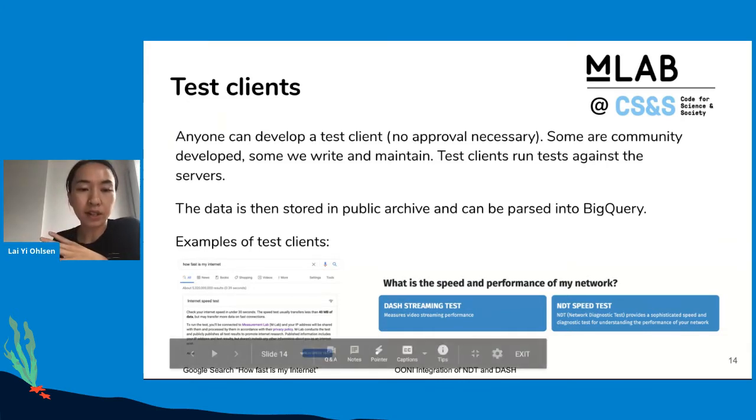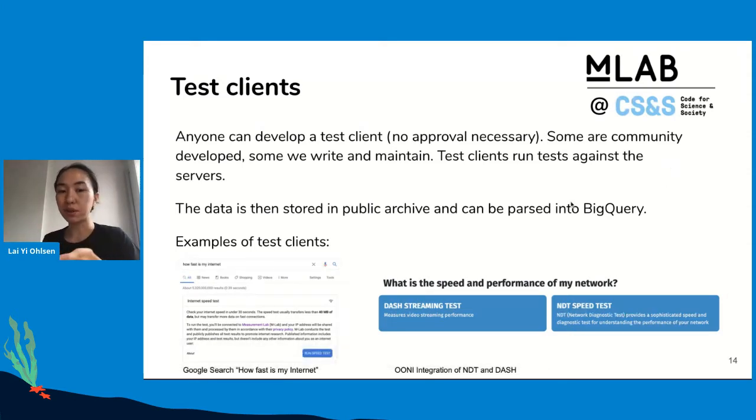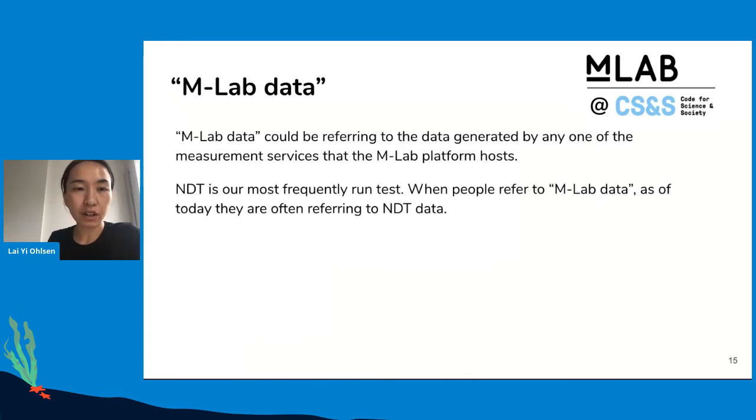Some examples of test clients that generate the data that's parsed into BigQuery: if you Google "how fast is my internet," you get an integration of the NDT test. OONI has integrated Dash and NDT, which are two tests that we host, into their application. These are just examples. There are several others. By nature of it being open, we don't know all the test clients that exist, but what we can say is that all of these test clients have produced a massive amount of data over the years, which we'll talk a bit more about later.